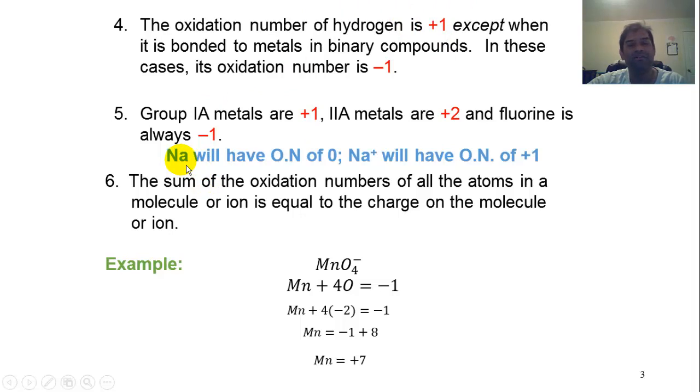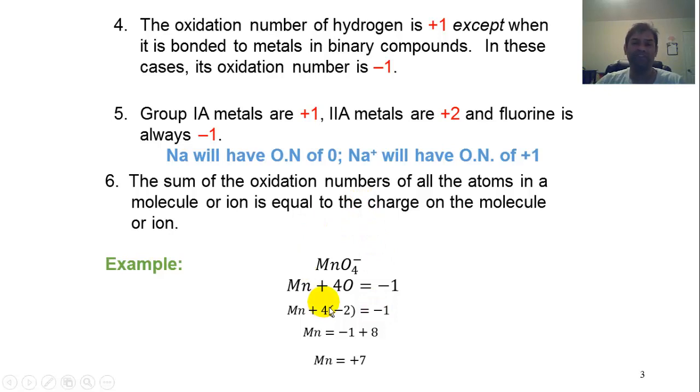Standalone elements, as we have established, will have oxidation numbers of 0. But if there's a charge attached to it, as an example, Na+, well, the charge takes the form of the oxidation number. So Na+, sodium ion, will have an oxidation number of +1, as opposed to sodium by itself, which would have an oxidation number of 0. Same thing with the +2 ions that are found in group 2 of the periodic table, and fluorine will always have an oxidation number of -1. Final rule has to do with the rule of addition.